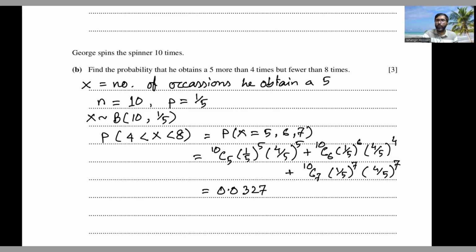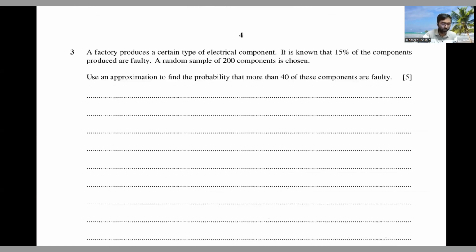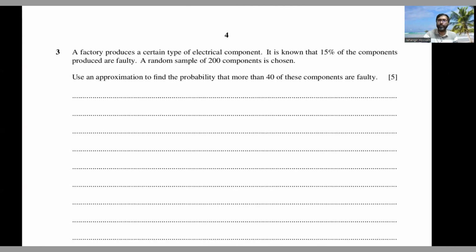Okay, now let's move on to the next part. Is there any further part in this question? No. So let's move on to question number 3.